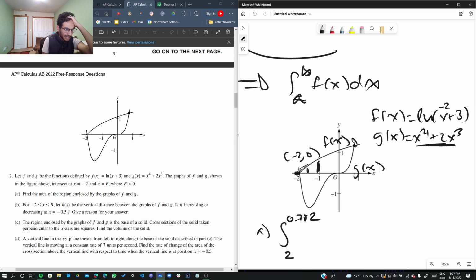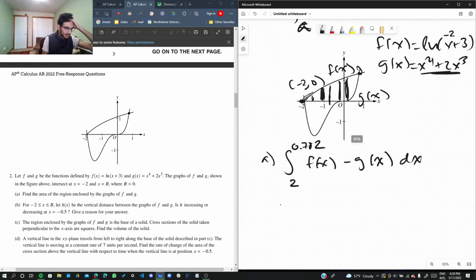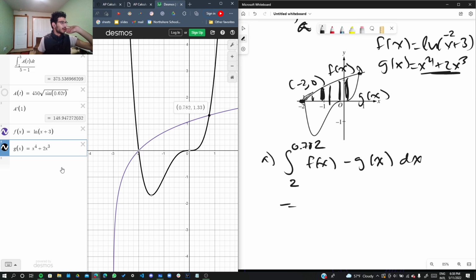We're taking dx integrals right there. We're taking little vertical cross sections of dx thickness, and then we're going to add them to get an integral. Now we need f of x, which is the top function, minus the bottom function. So it's f of x minus g of x dx. And you're given a calculator here, so you're expected to solve this. I don't want to rewrite this, but let's just put this in our calculator.